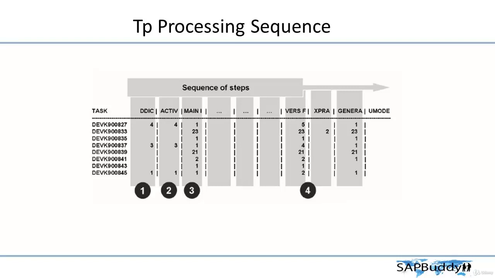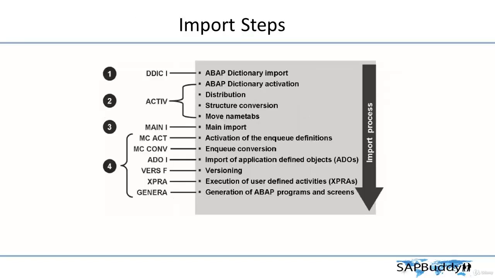So we have many steps which need to be executed collectively. Let's assume all the TRs are going to be imported at the same time. But you have a different sequence for each TR, depending on what kind of objects are present in the particular TR. If you go to the next slide, it's more detailed. You can see in this slide, these are all the import steps which will be executed in sequence.